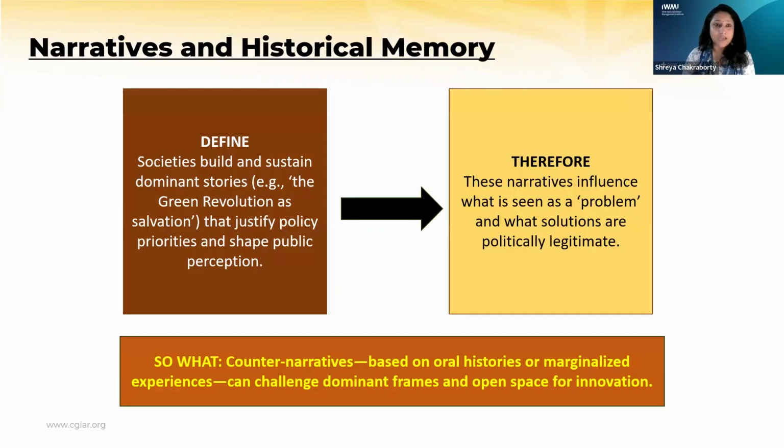So when you try to bring them back, they're now stuck in historical memory in a certain way. So they don't move again easily. You cannot bring those back because you've already built certain dominant discourses. So therefore, counter narratives become very important.